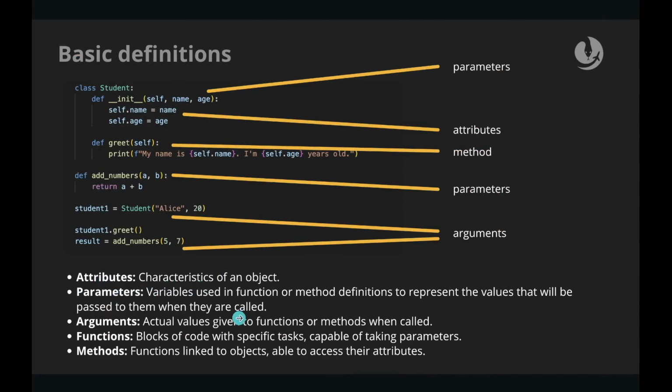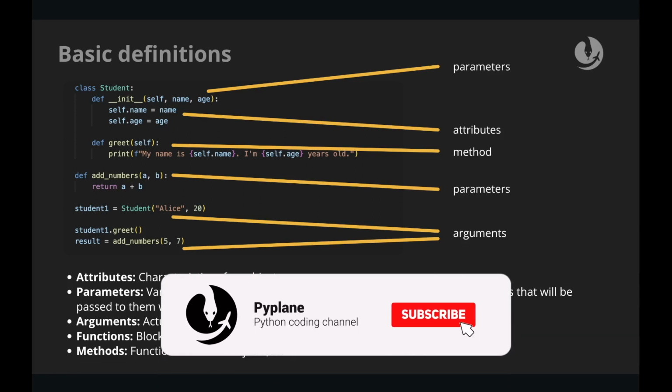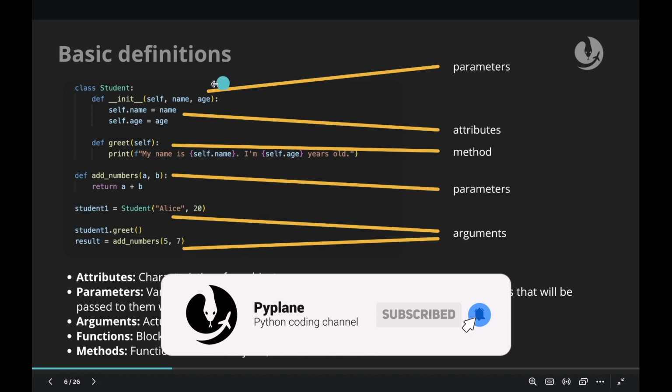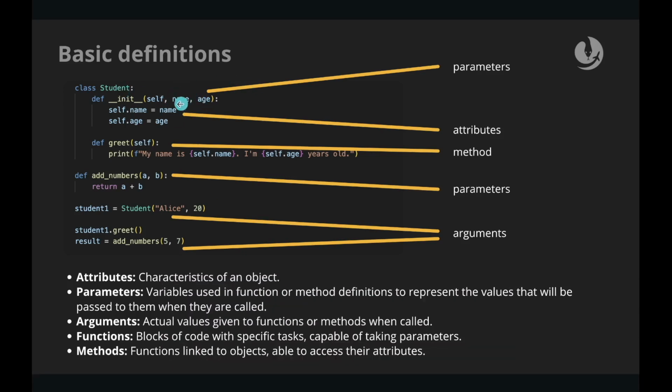Then we have the parameters. So these are the variables used in a function or method definitions to represent the values that will be passed to them when they are called. So we can see them in the init method. This is the name and the age. And over here we have the parameters of the add numbers function. And this is the a and b. So the parameters are kind of like placeholders, you can say. These aren't the actual values. These are just the variables or variable names, okay?